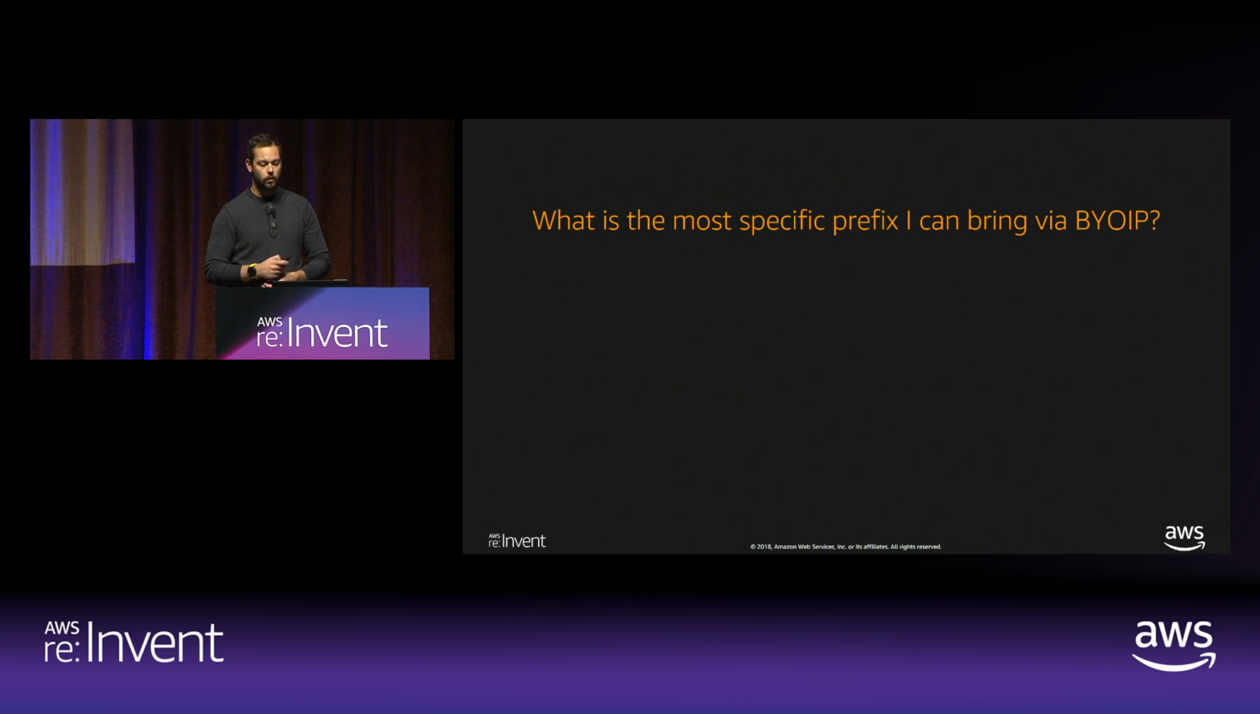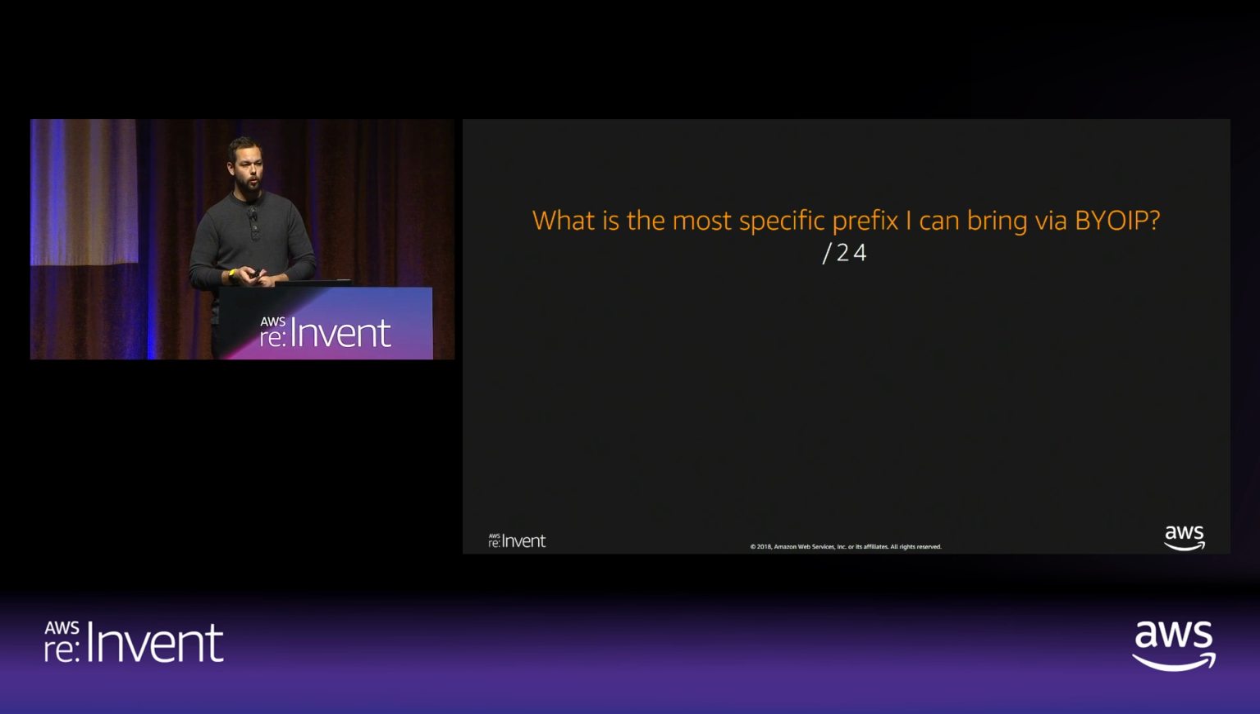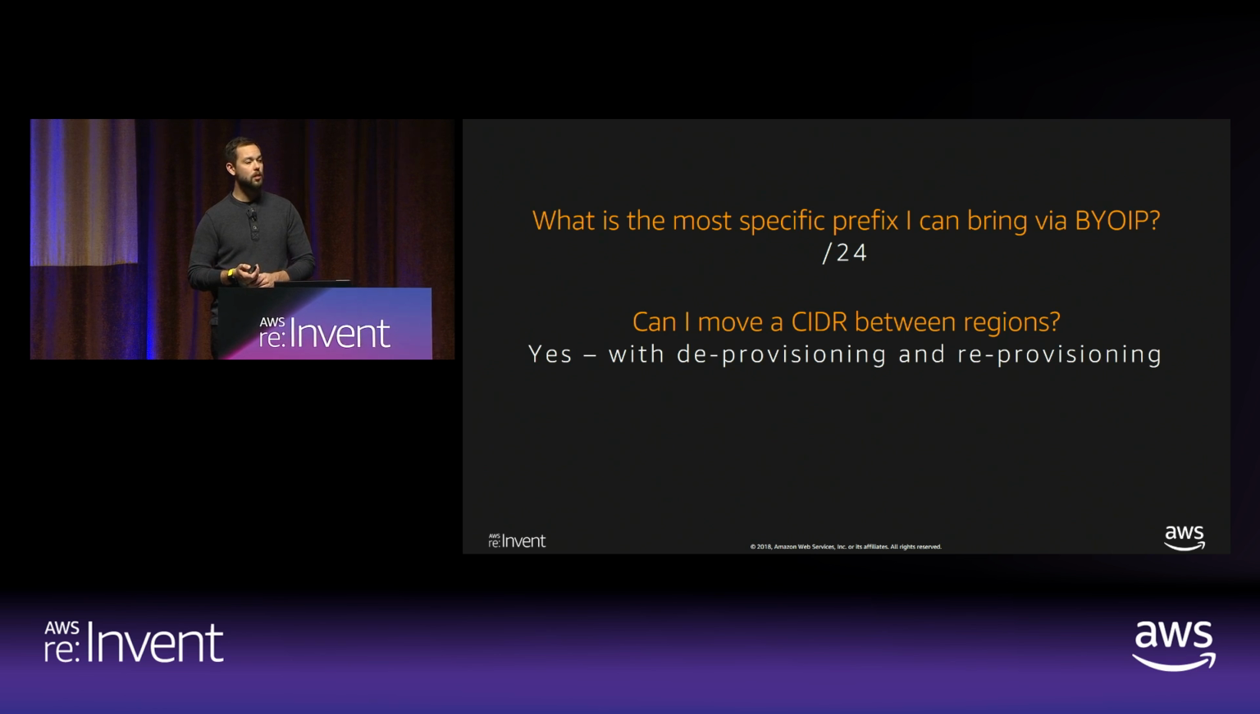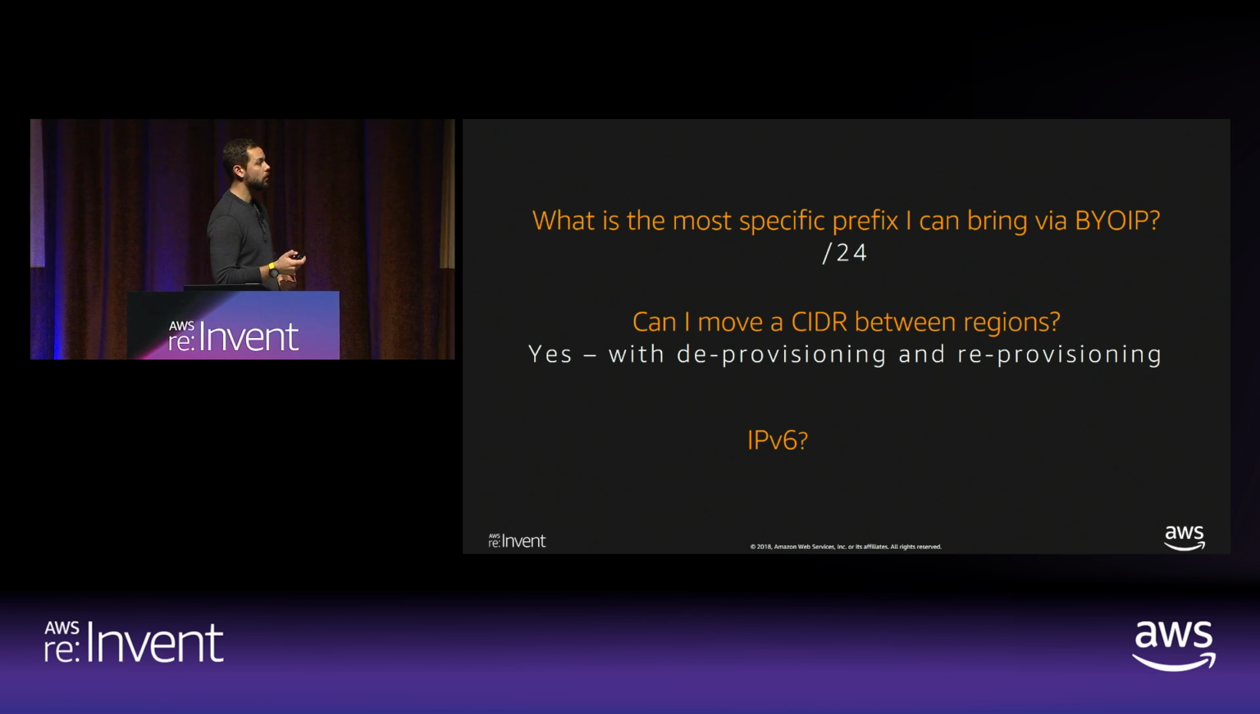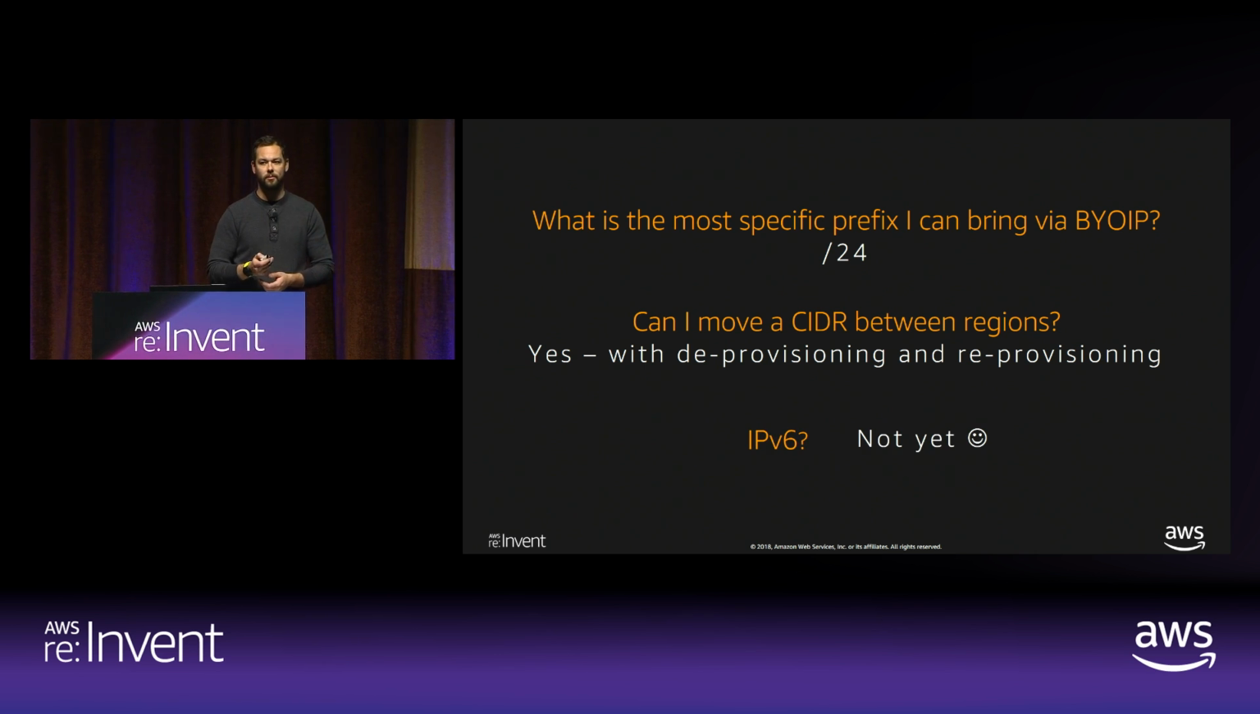Okay. So what's the most specific prefix I can bring to AWS? Well, it's /24. We can't go any smaller than that. Can I move a range between regions? Yes, but you do need to deprovision and reprovision in another region. This is a common question I get. IPv6? Not yet.